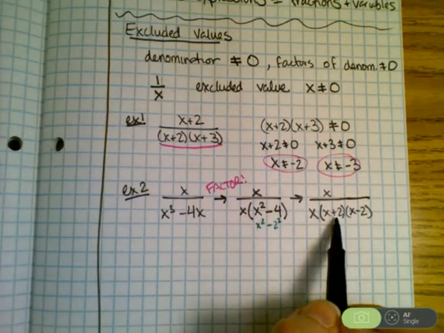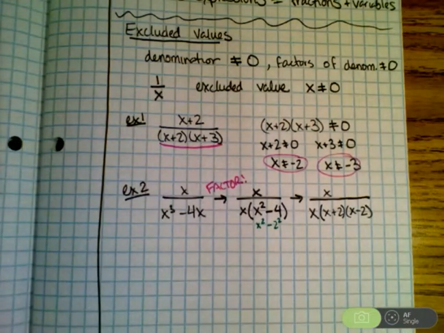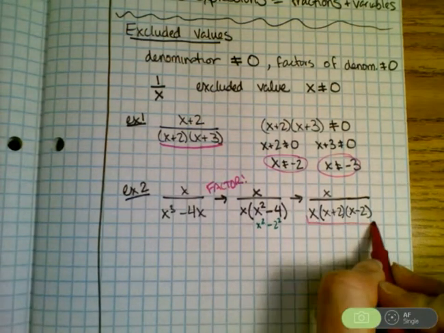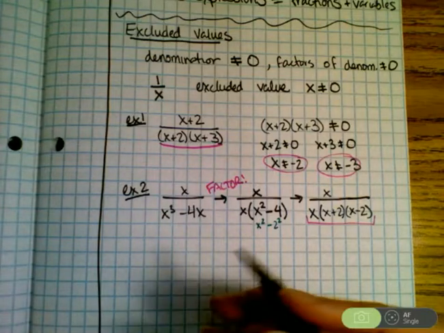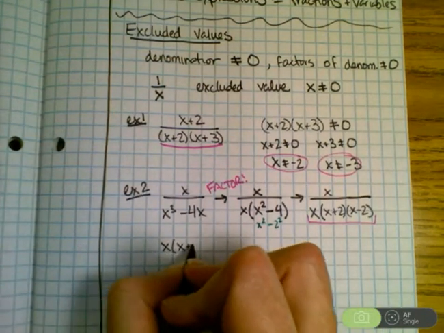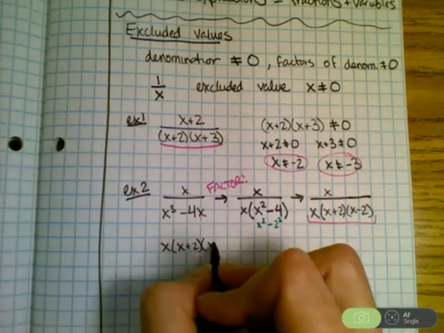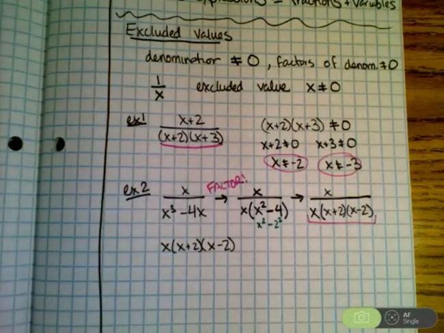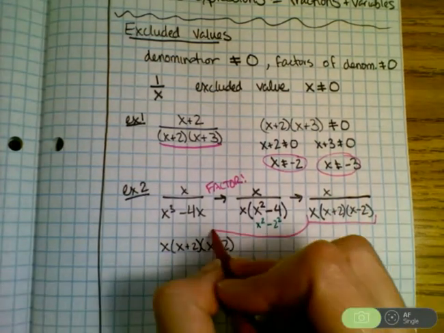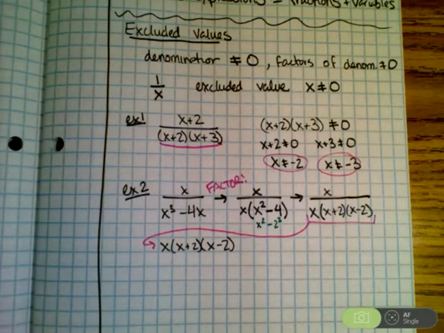So we get x plus 2 and x minus 2. That's our denominator. So again, we take our denominator. We think about the factors of our denominator. So we have x plus 2 and x minus 2. We only care about the denominator when we look at excluded values.